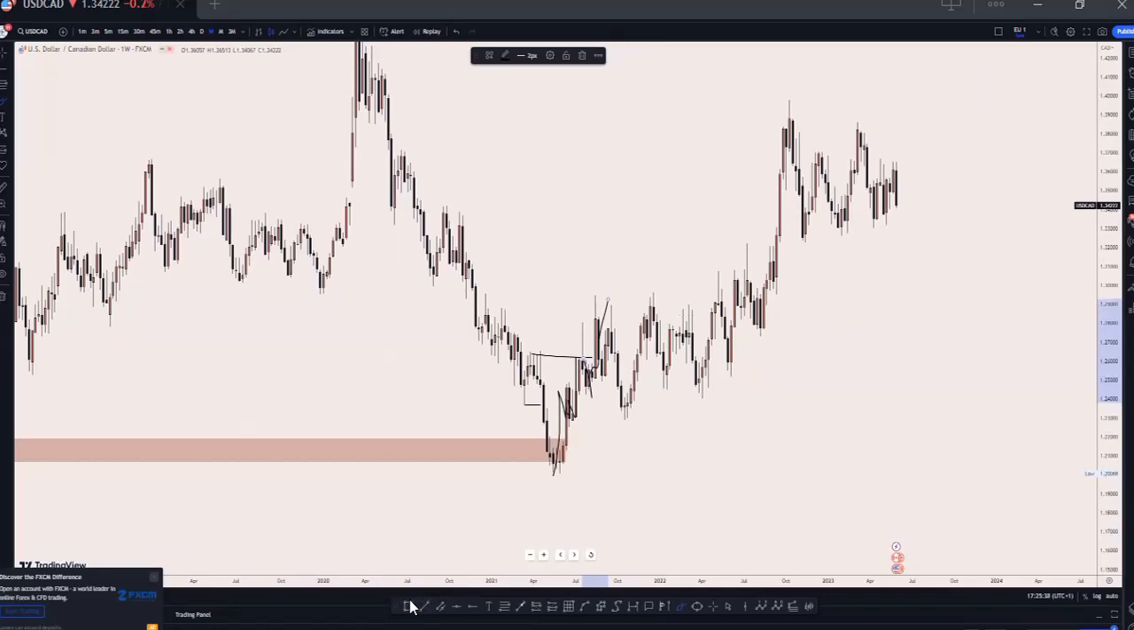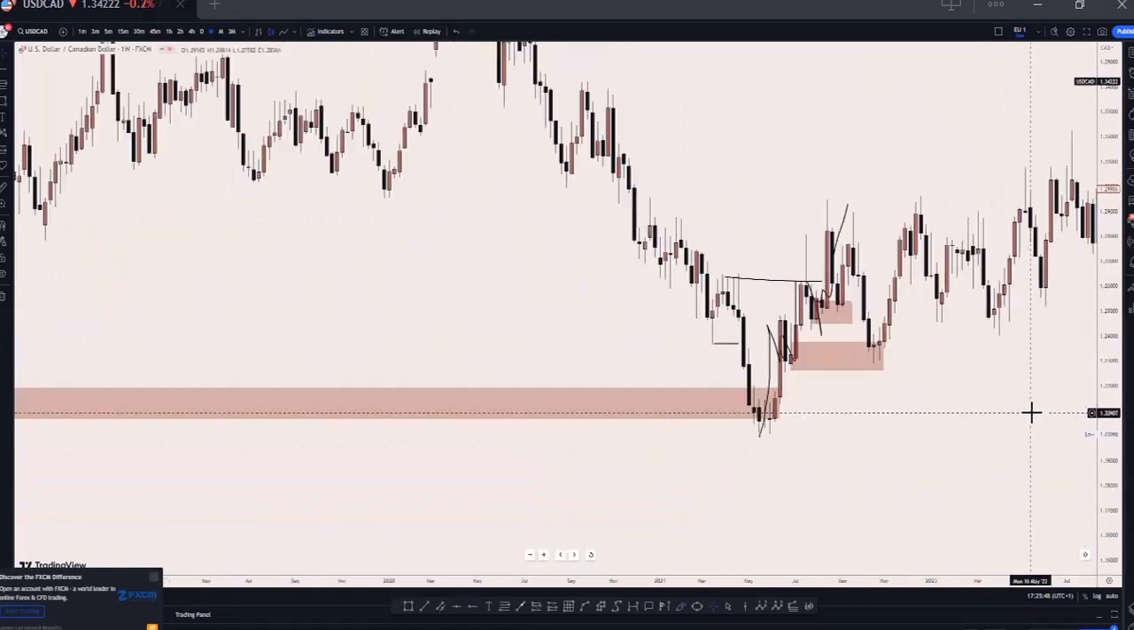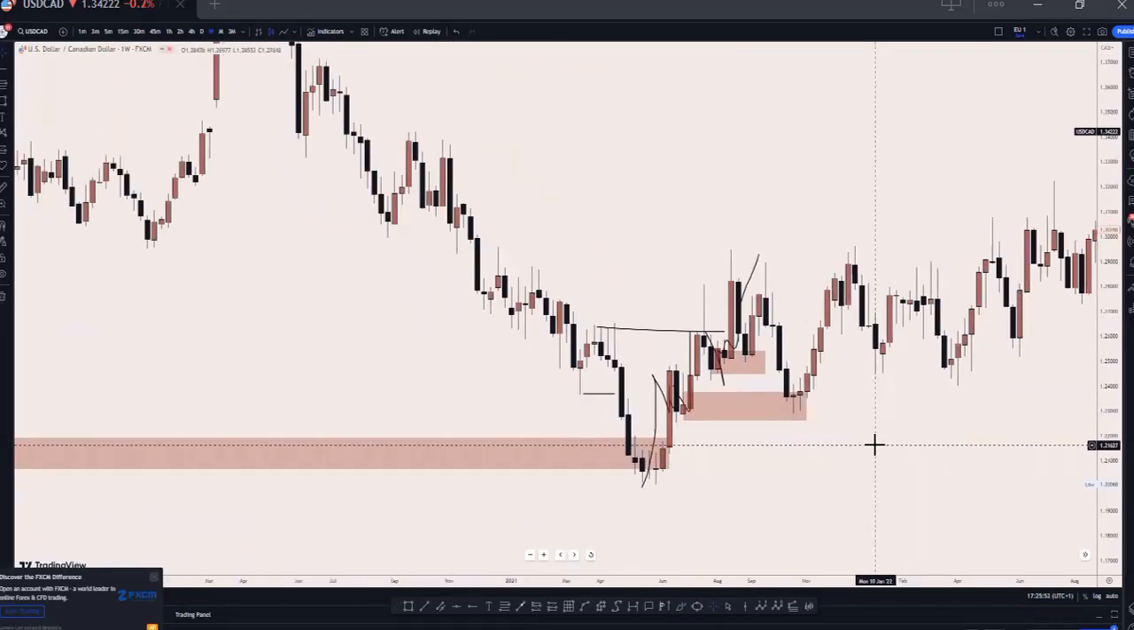So what does that mean? We have a demand zone here, and also another demand zone right here. Now, these are valid demand zones. All right, this is how you pick a valid demand zone. Is it going to hold to continue the trend? That's not based on the demand zone to determine.